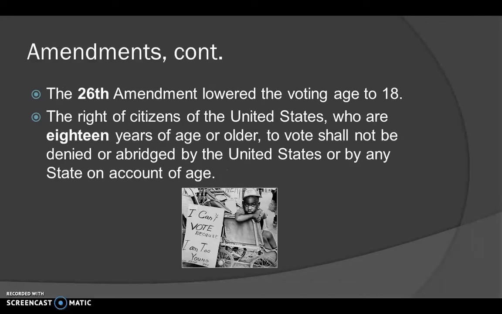The last one that we're going to talk about is the 26th Amendment, which lowered the voting age to 18. Unfortunately, this kid still can't vote because he's clearly not 18 yet. But similarly, it says that the right of citizens of the United States who are 18 years of age or older to vote shall not be denied or abridged.